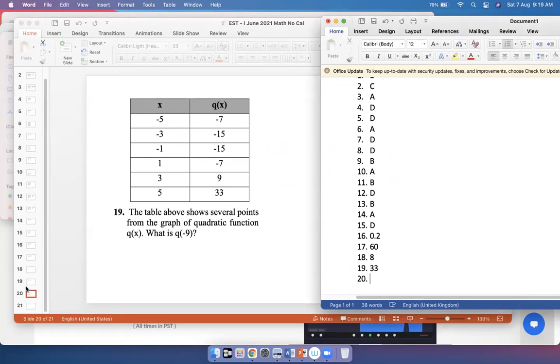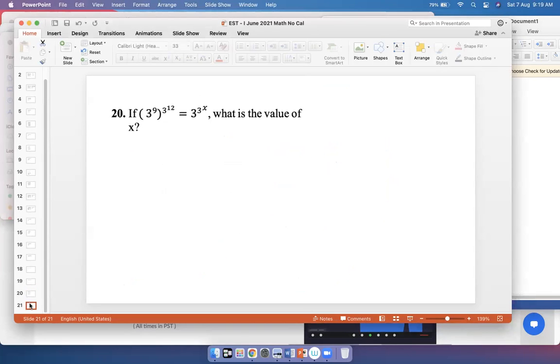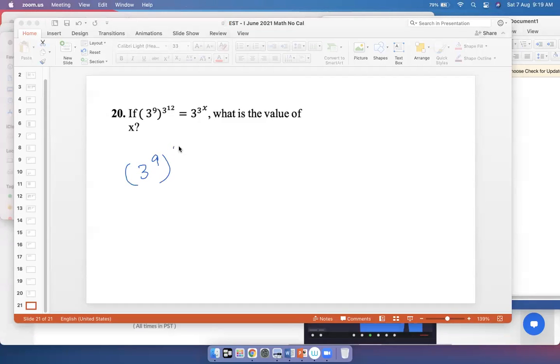And the 20th. If 3 to the power 9, whole to the power 3 to the power 12, is 3 to the power 3 to the power x, what is the value of x? So 3 to the power 9, whole to the power 3 to the power 12, is 3 to the power 3 to the power x.